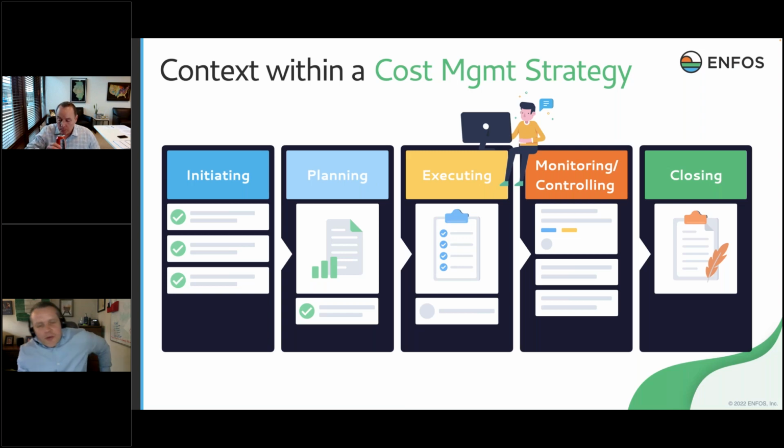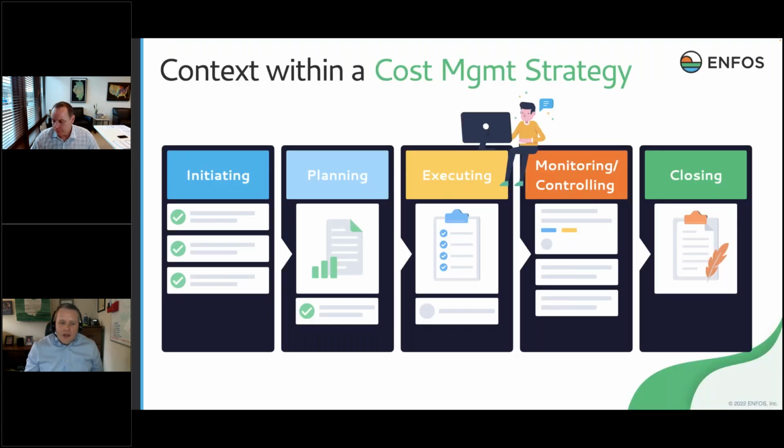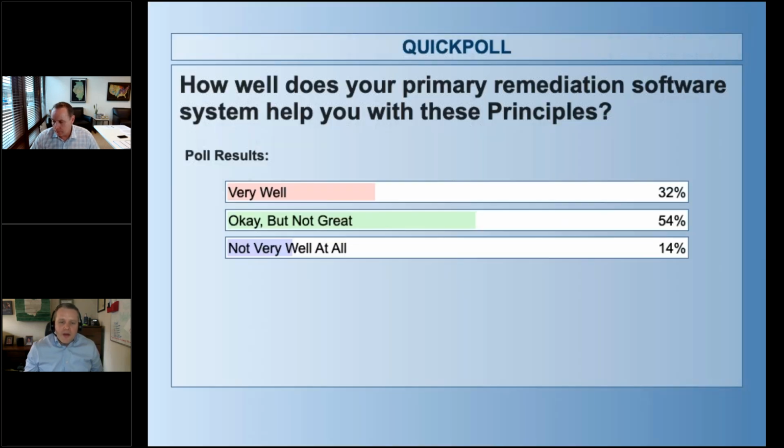Just to get the conversation going here, just give a few seconds for everyone to answer this. How well does your primary remediation software system help you with these principles? I know not everyone on the call is using ENFOS, but you're using something, be it spreadsheets or databases, or you've built your own system at your company. We'll give just a couple more seconds here. And close poll. So 32% said very well, 54% okay but not great, and 14% not very well at all.